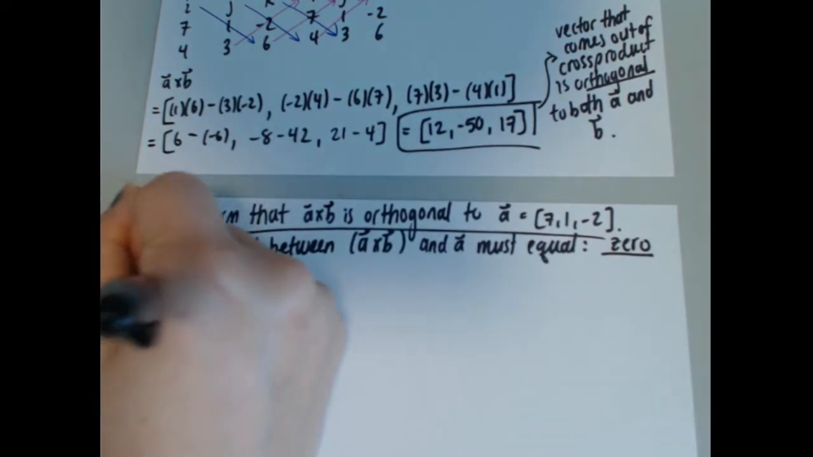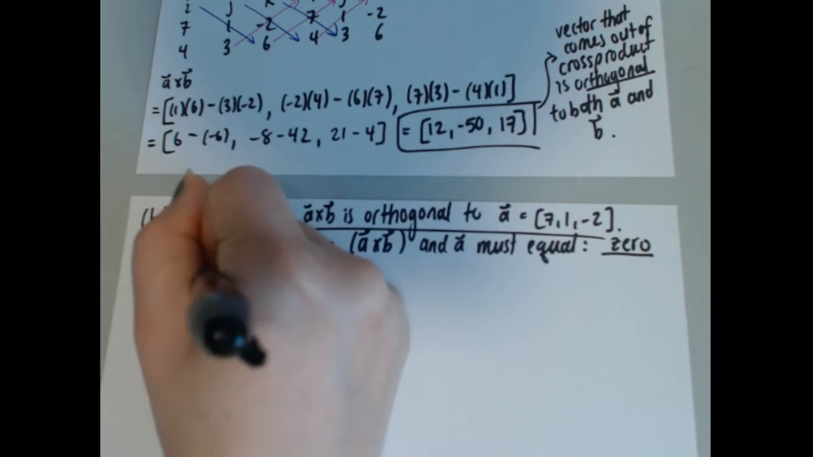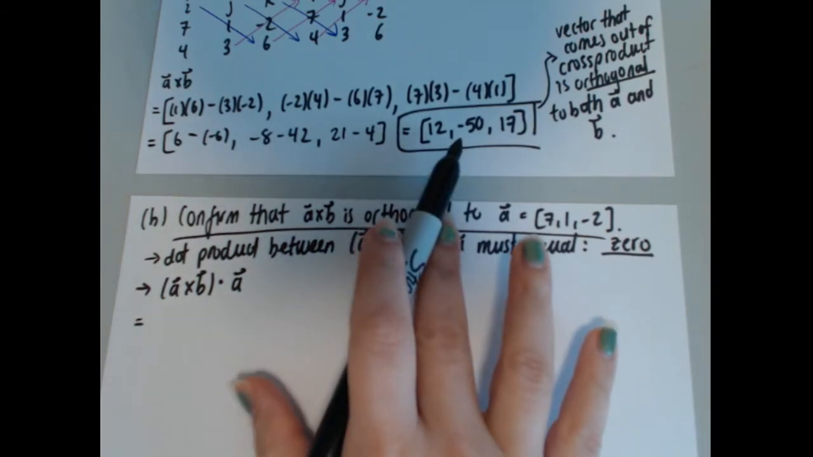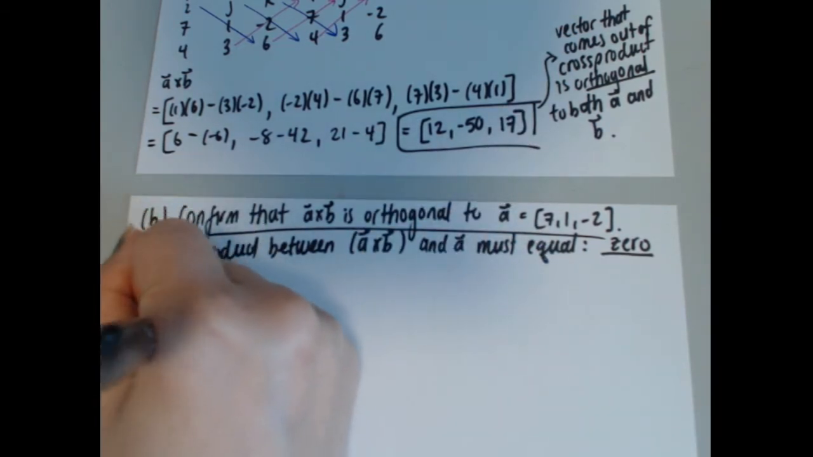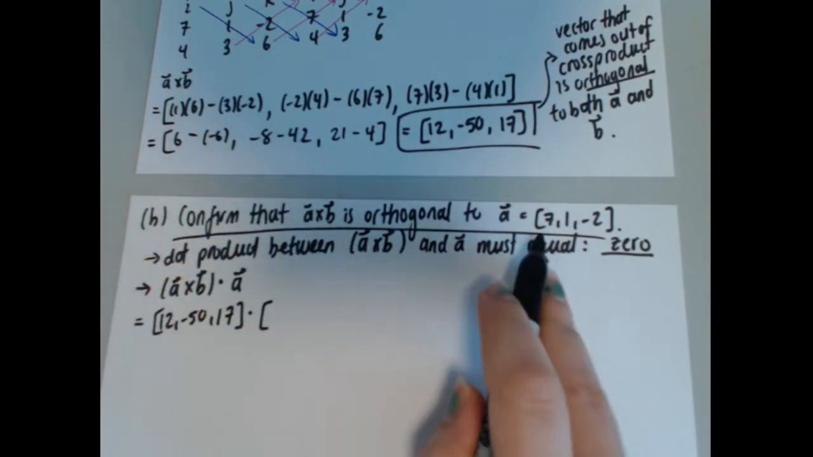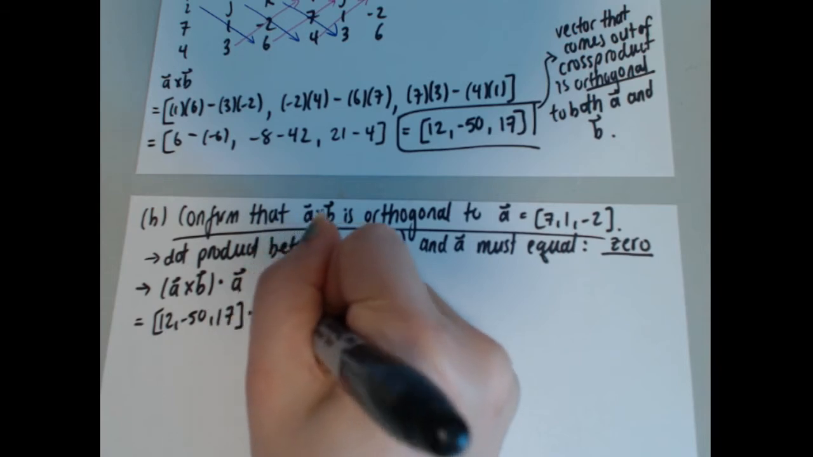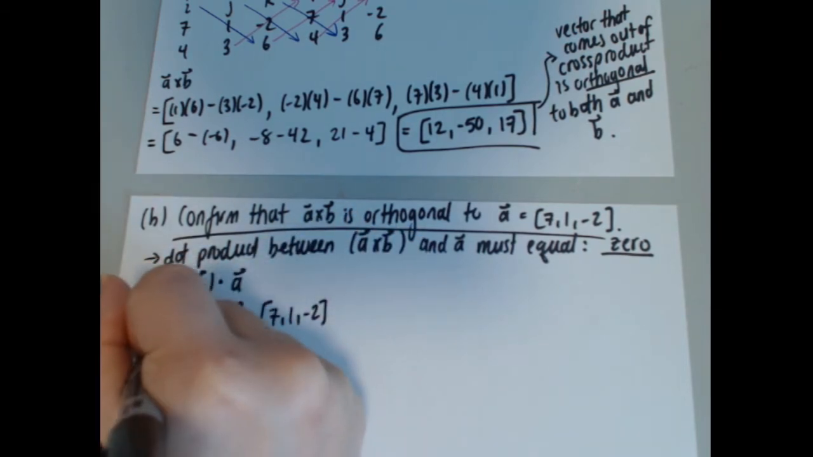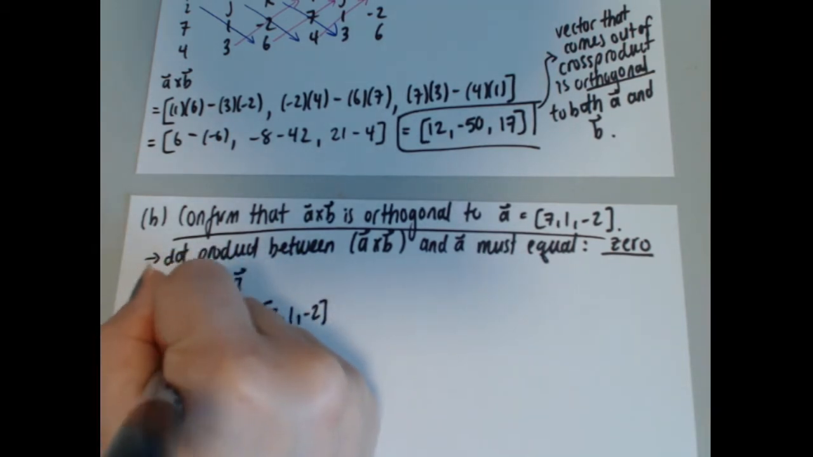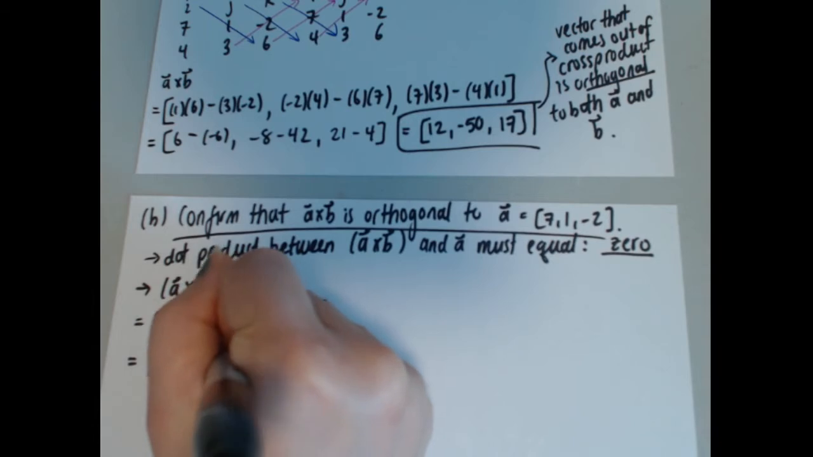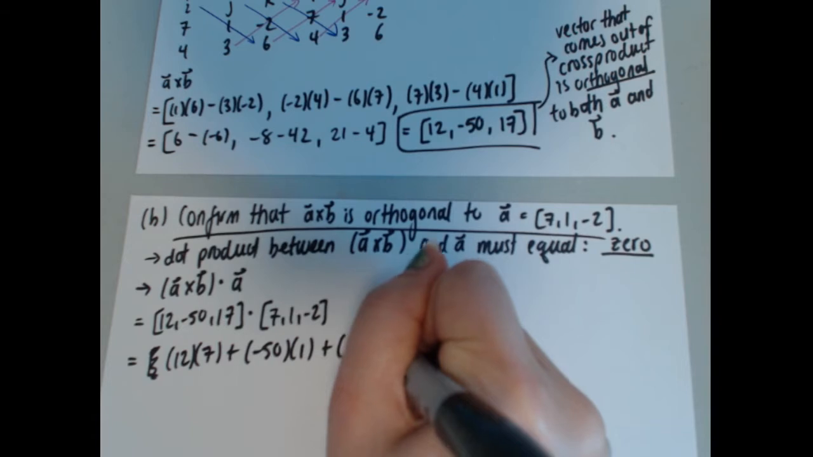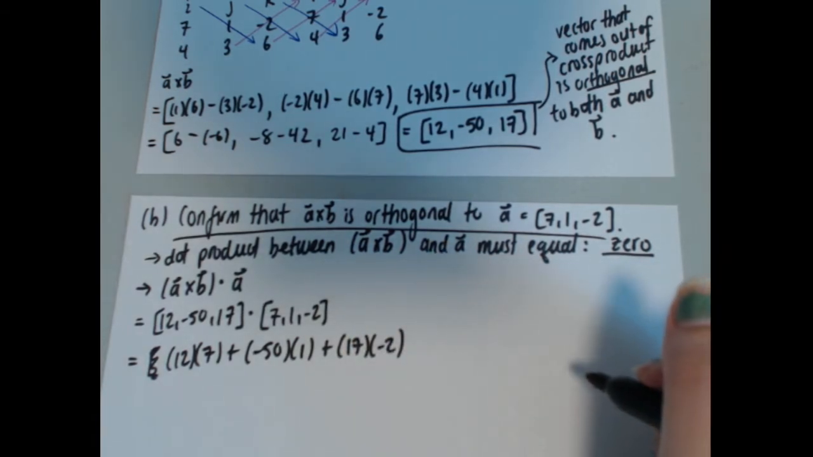So what we're going to do now is look at the dot product of A cross B dotted with A. So A cross B is just that new vector we found, 12, minus 50, 17. And we are going to dot that with vector A, 7, 1, minus 2. Okay, so for dot product, we take the sum of the products of each component. So that's 12 times 7 plus negative 50 times 1 plus 17 times minus 2. Okay, so not too bad.